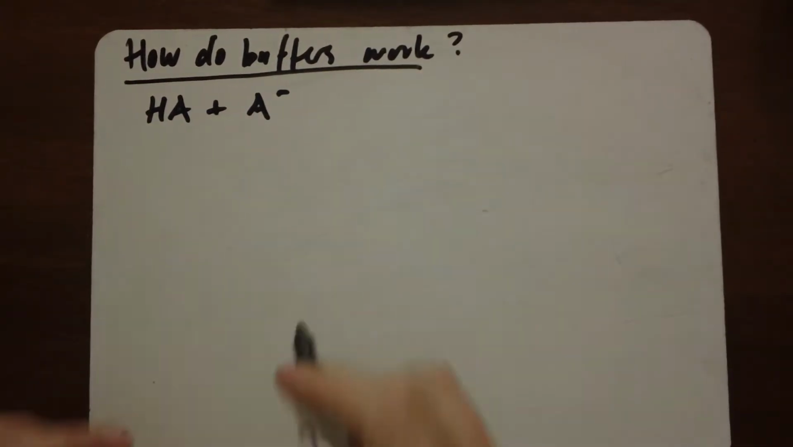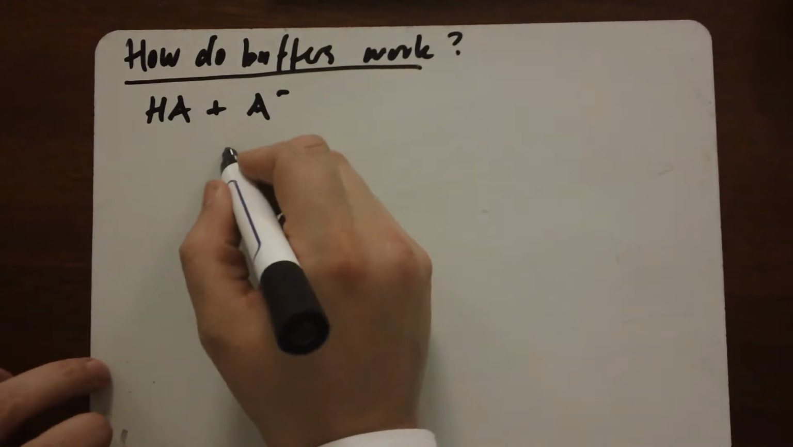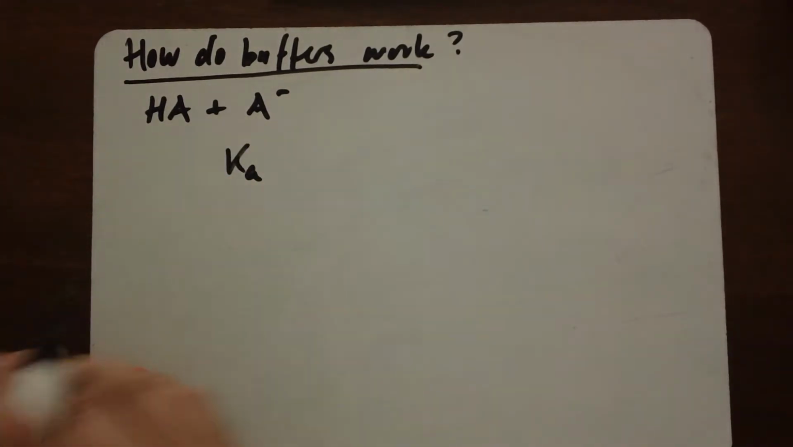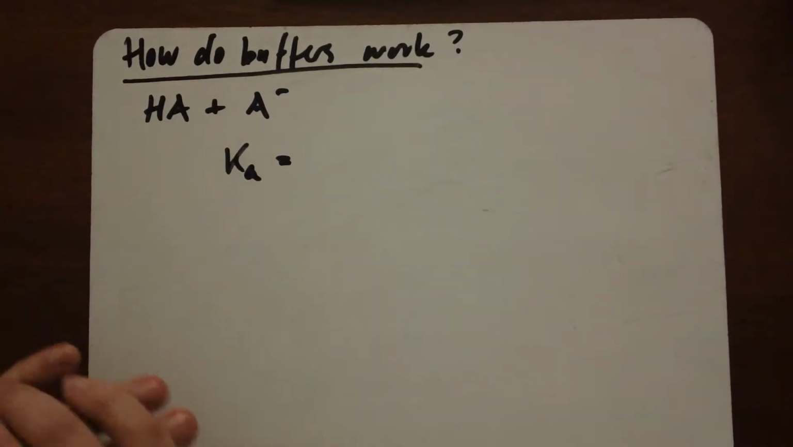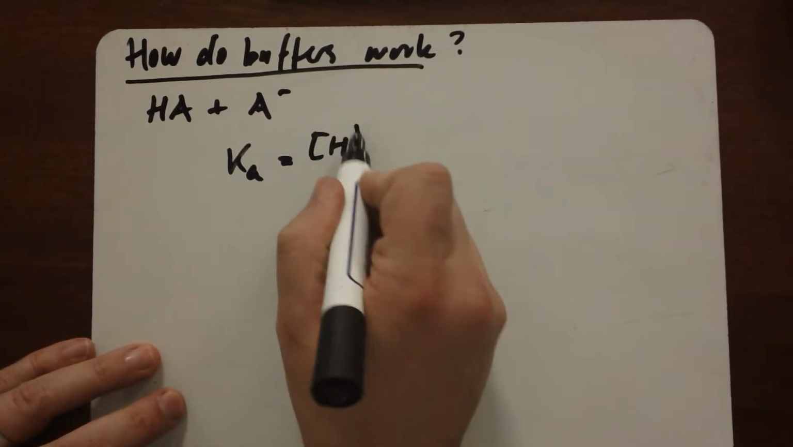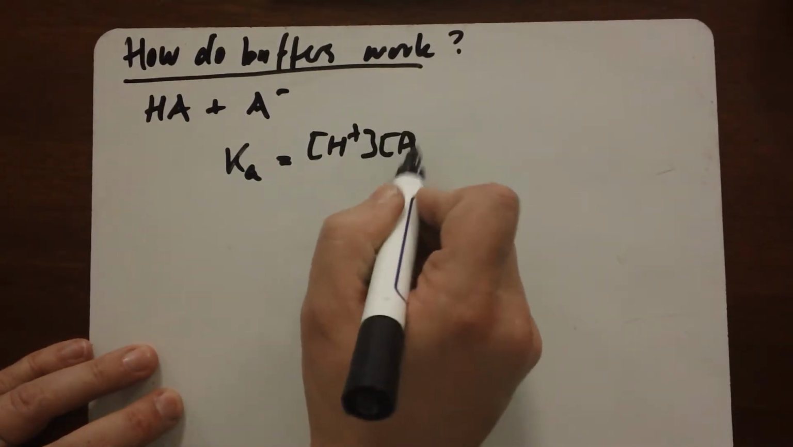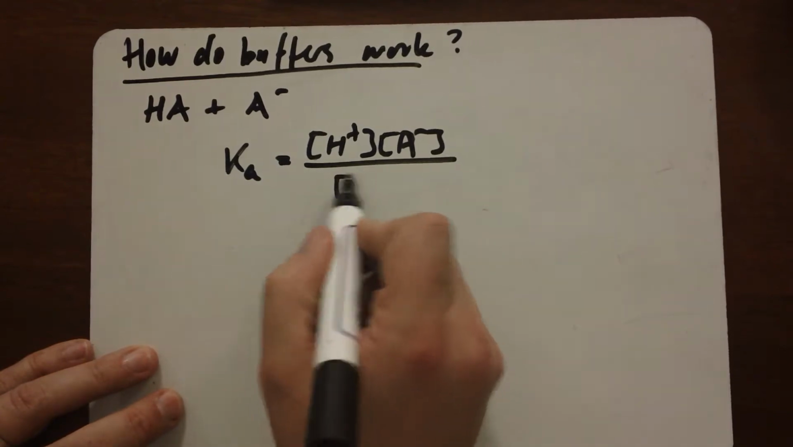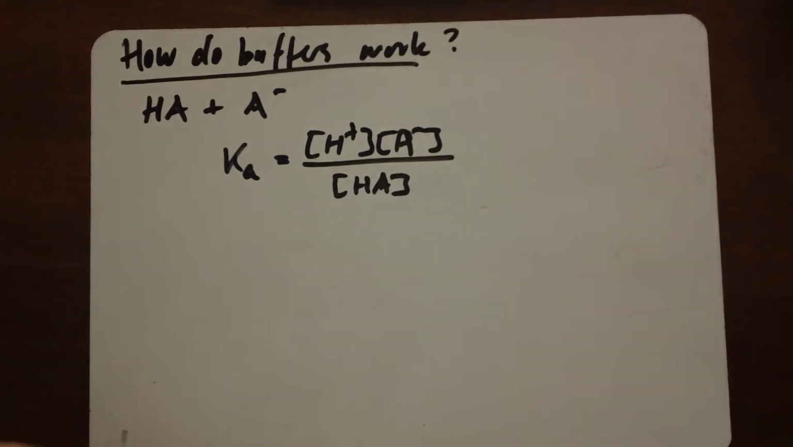What we can then do is use an equation that we've used before, and that is for the dissociation constant for the acid, the weak acid that we've got in there. And that is H plus and A minus, these are your products, over your HA.